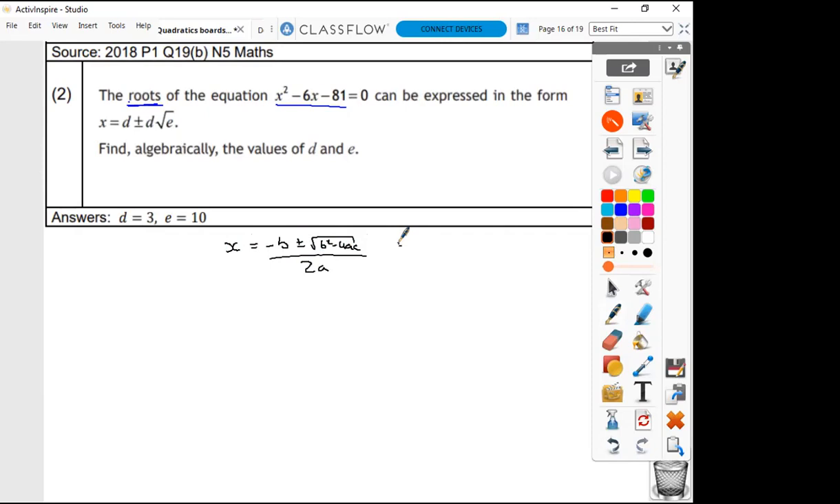Okay, now look what it's asking you to do. It's asking you to find the values of d and e. It's putting it in a weird way, d plus or minus d root e. Okay, again, this is giving us another clue.